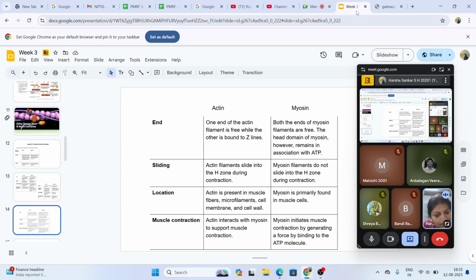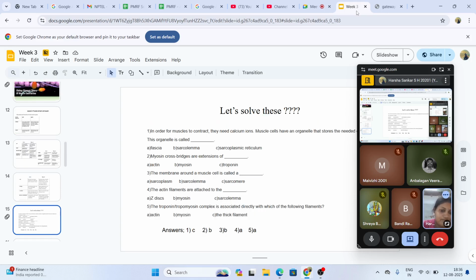Sliding: the actin filament is able to slide into the H zone during contraction. Myosin filaments do not slide into the H zone during contraction. Actin is present in muscle fibers, as microfilament in the cell membrane as well as the cell wall, but myosin is majorly found only in muscle cells. Actin interacts with myosin. Myosin initiates muscle contraction by generating a force. How? By binding to the ATP.